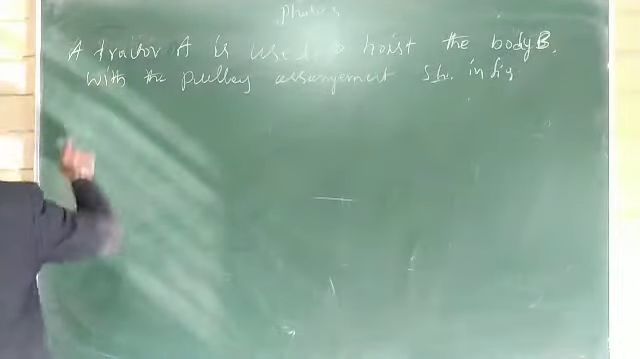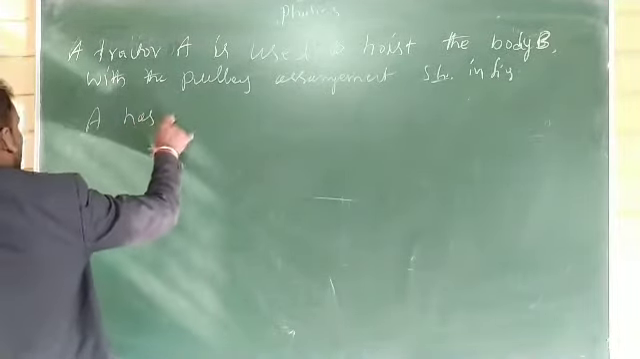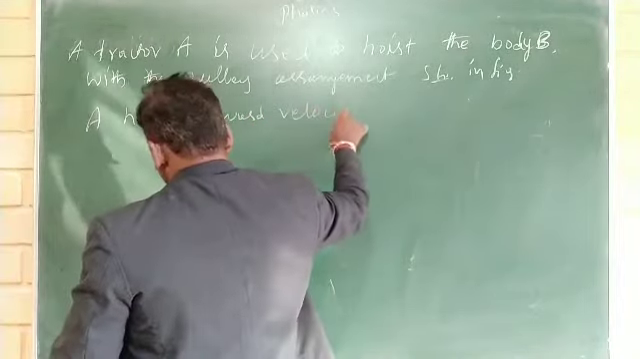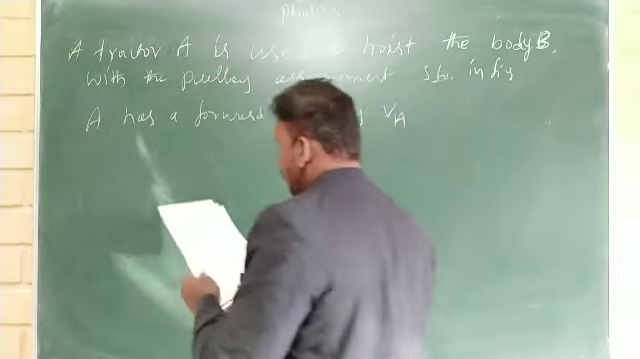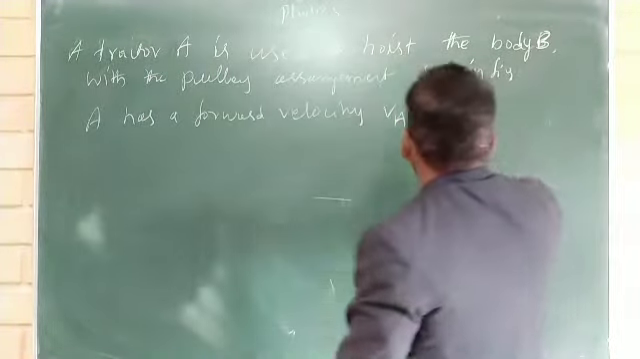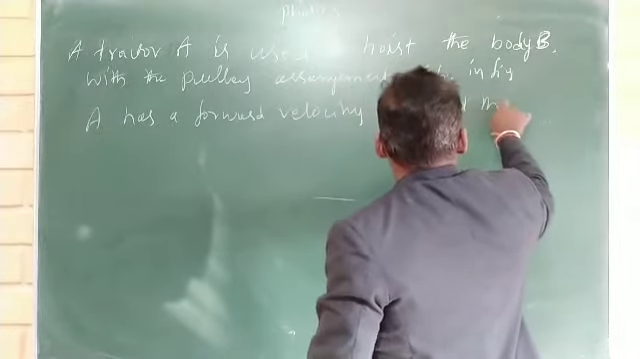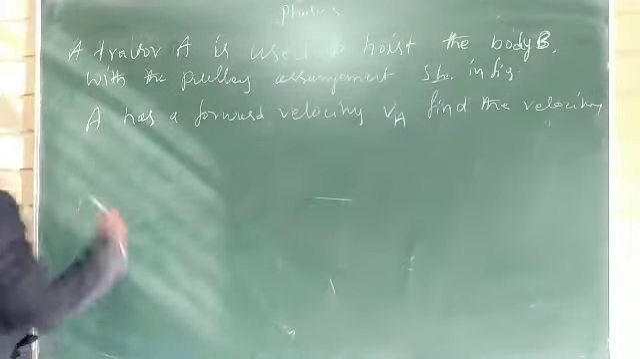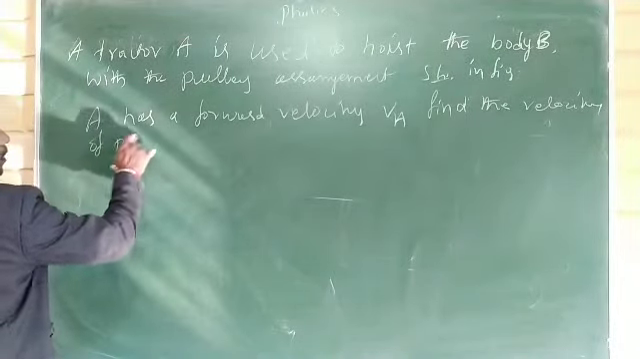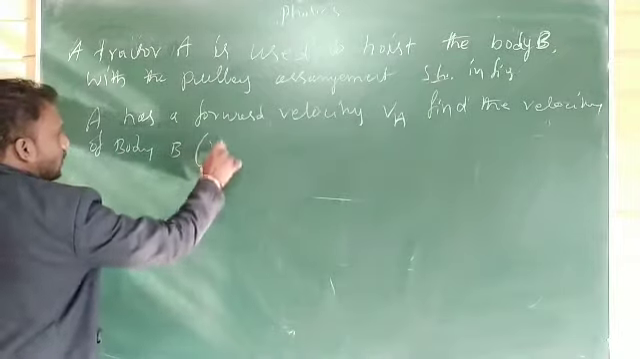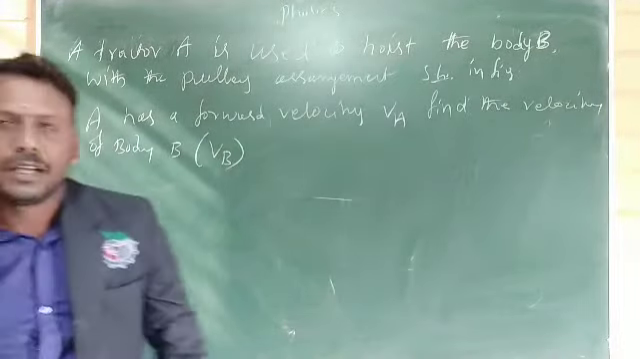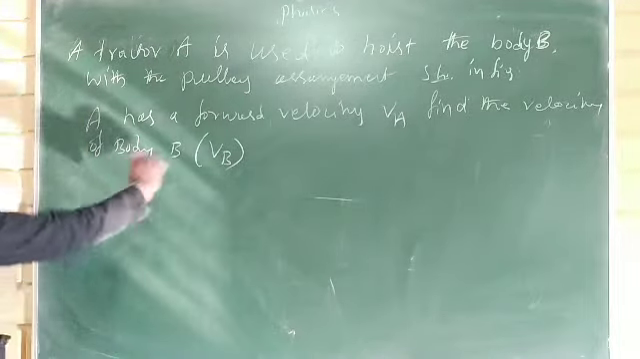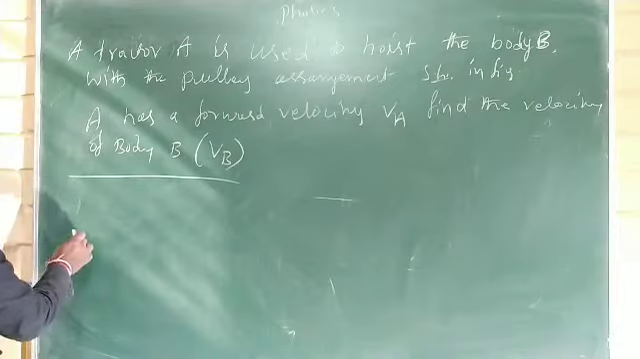A has a forward velocity. Find the velocity of the body. Body B velocity we take it as dt. The diagram is given. The diagram is like this.